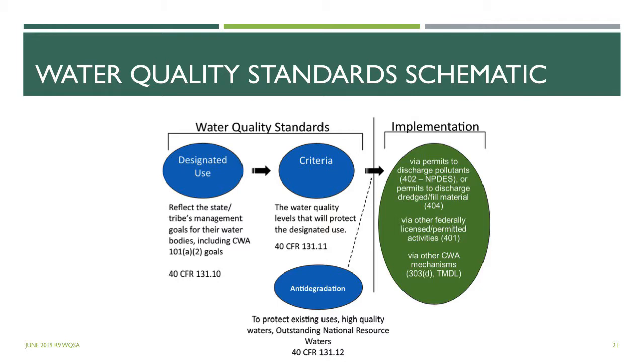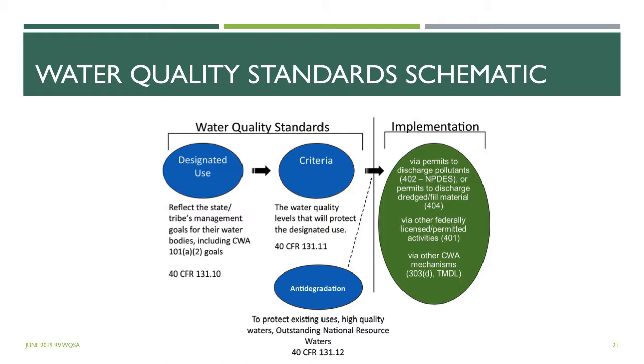Okay, so as we move into some of the more substantive part of it, we're going to go through a schematic that should just sort of set the stage. So to the left of that vertical solid line is sort of where your water quality standards sit. You've got your designated uses, which reflect the state or tribe's management goals for the water. You've got the criteria that are intended to protect the use. So obviously the arrow is there because what criteria you have depends on what use you want to protect. And then there's the anti-degradation portion of it, which is intended to protect existing uses, which we'll talk about, high quality waters and outstanding natural resource waters.